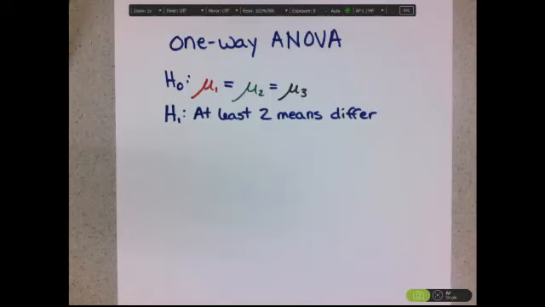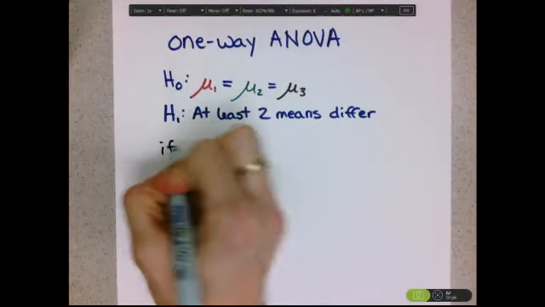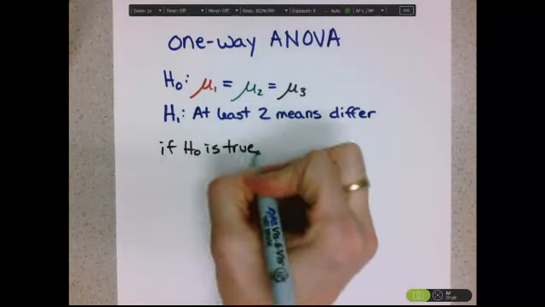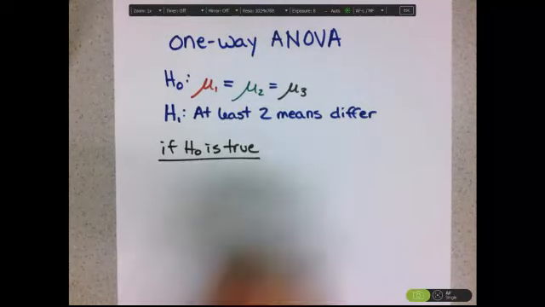Now I'm going to walk you through an example about how to think about these one-way ANOVAs. So remember that our null hypothesis is that the means, for example here we have 3 groups, are all equal, and that our alternative hypothesis is that at least 2 of the means differ. So for an example, if our null hypothesis is true, what would we expect our data to look like?